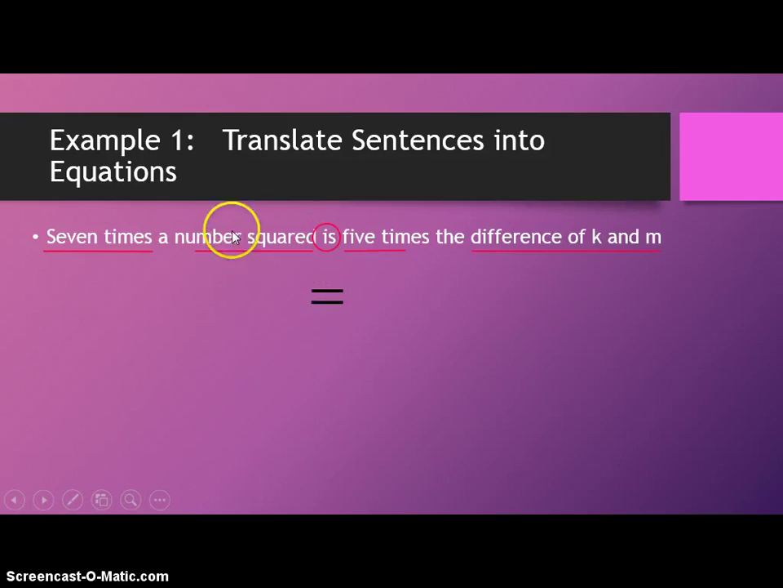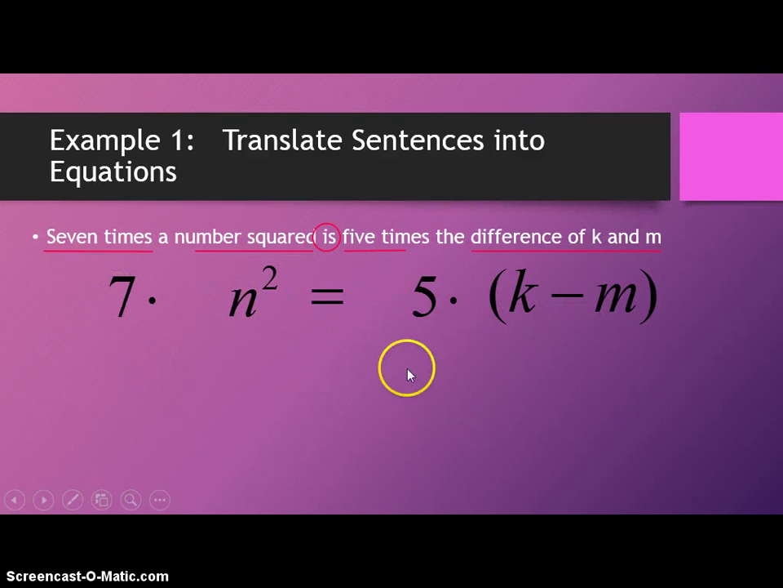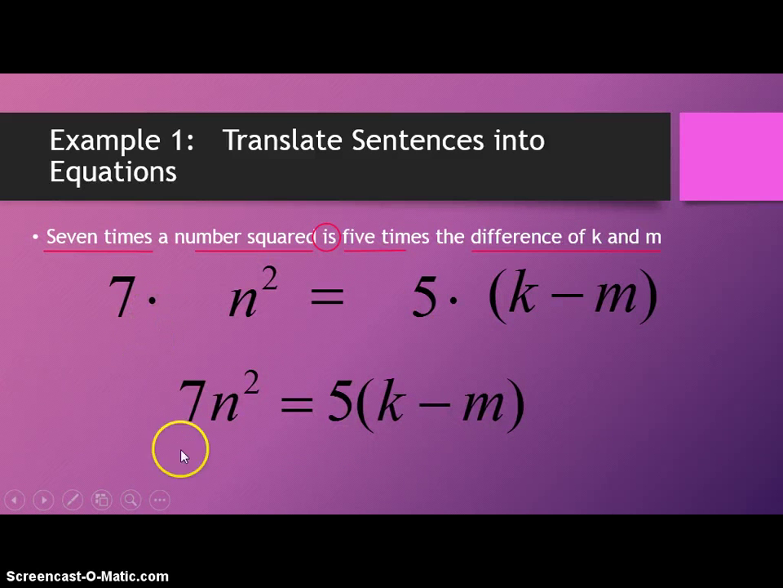I'm then going to deal with this n squared part and this times 7 part. I then have this k and m, the difference of, and I'm going to multiply that by 5. And then all I have to do is clean that up into one simple equation, and there it is: 7n squared equals 5 times k minus m.